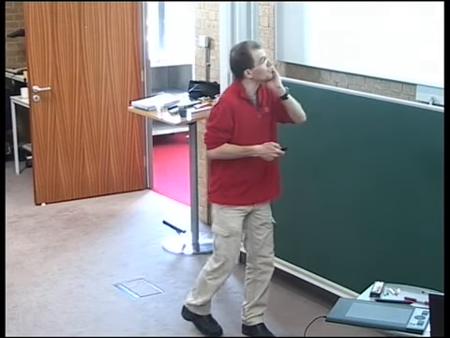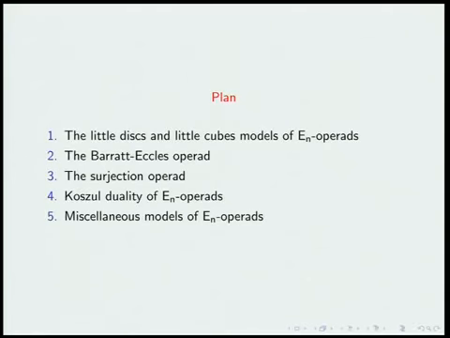Okay. So the plan of my talk is the following. I'll first recall this little disk and little cube picture, and then I will introduce another example, which is my favorite operad, the Barratt-Eccles operad. Okay, and I will go back to the surjection operad, which was introduced by John in his lecture series. And I would like to explain that there is some kind of geometric picture which says that this surjection operad arises from some kind of prismatic decomposition from this operad in simplicial sets.